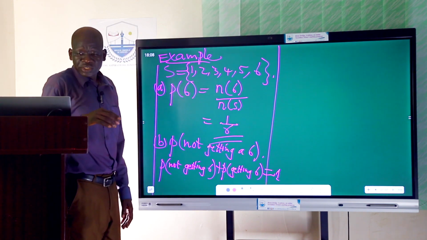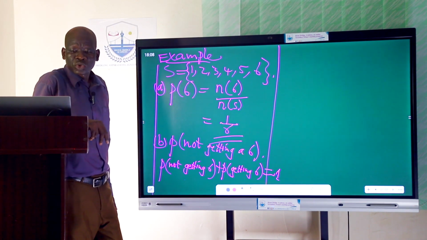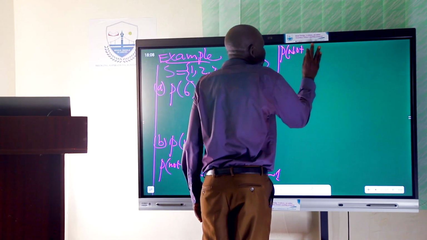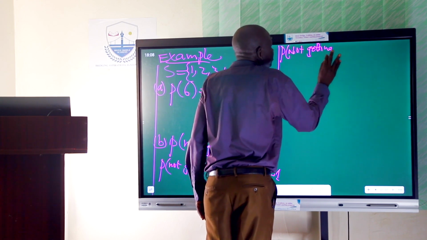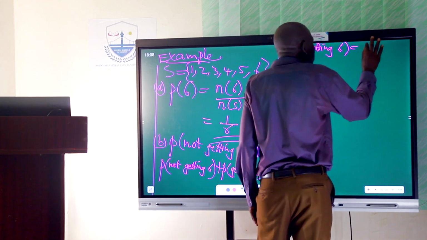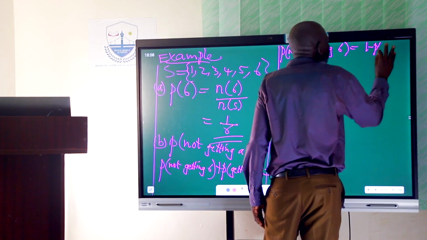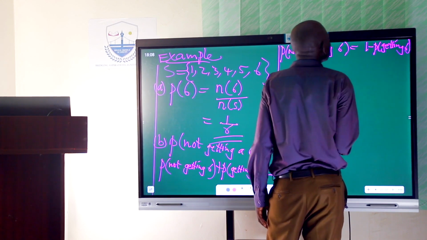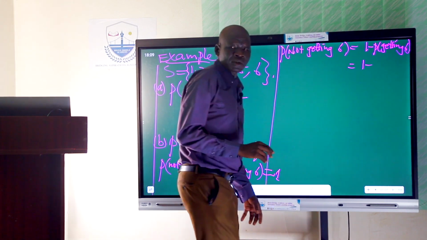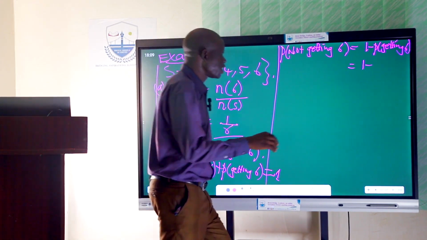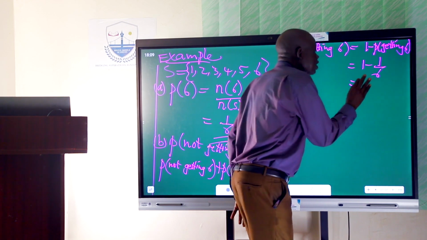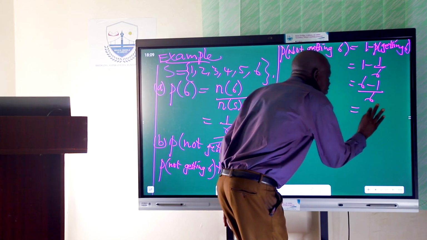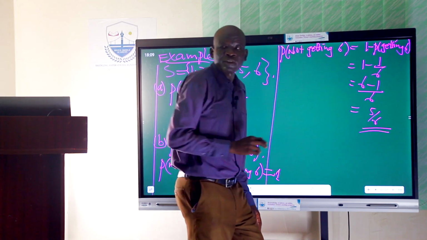So the question requires us to find the probability of not getting a 6. So the probability of not getting a 6 will equal 1 minus the probability of getting a 6. So this gives us 1 minus the probability of getting a 6, which we got as 1 over 6. And therefore, when we simplify this, we shall have 6 minus 1 out of 6, which is 5 over 6. So the answer will be 5 over 6.